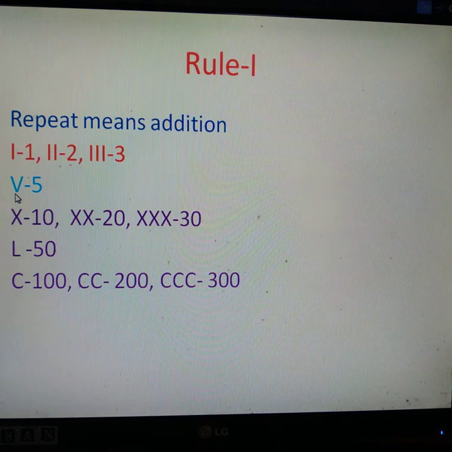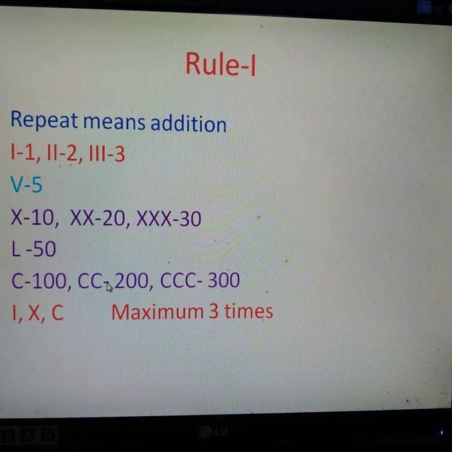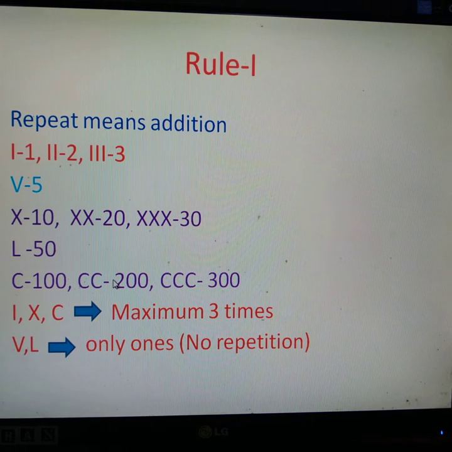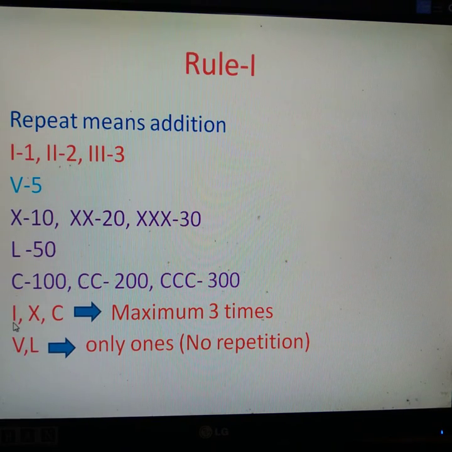Earlier we have seen that V cannot be repeated. Value of V is 5. In this way, L also cannot be repeated. So we have to remember that the letters I, X and C can be repeated, and maximum repetition is 3 times and not more than 3 times. If the numbers are repeated, they can be added. And V and L are not repeated, they can be written only once. This is rule 1.